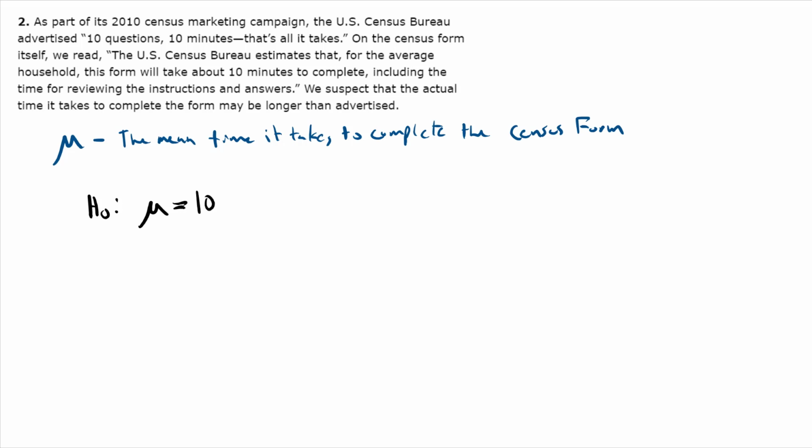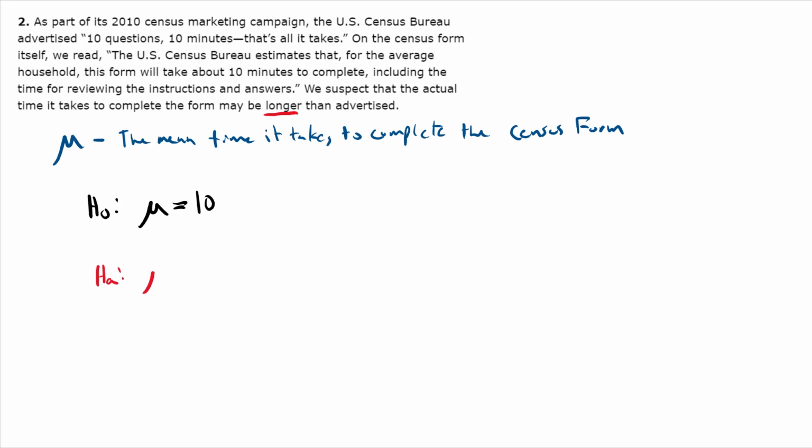All right, now for your alternative. Now, they're saying 10 minutes, that's all it takes, all right? However, for what we suspect, and the last sentence here says, we suspect the actual time it takes to complete the form may be longer than advertised. So in this case, with our alternative hypothesis, our H subscript A, sorry, my handwriting is a little cruddy there, but hopefully you can tell it's an A. I'll write that a little bit better. Let me fix that. Otherwise, it'll bug me. All right, there we go.